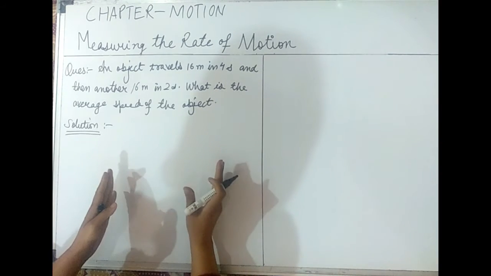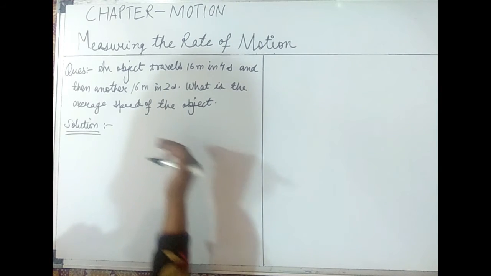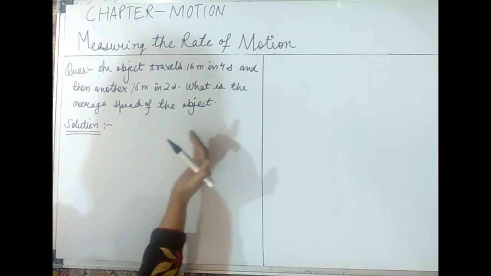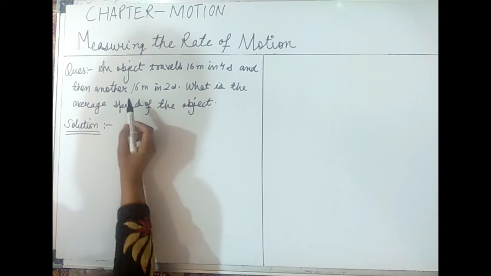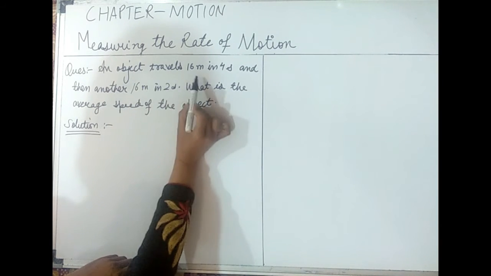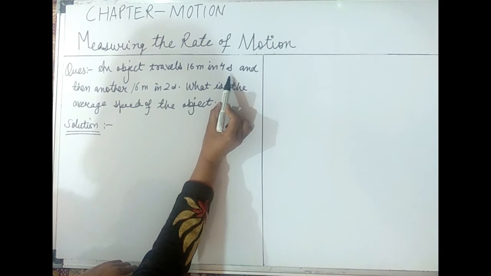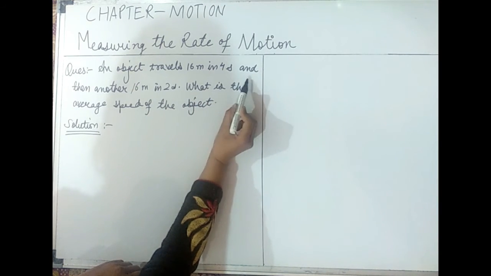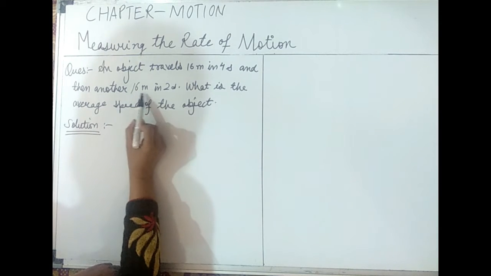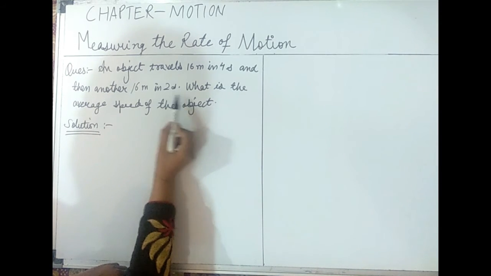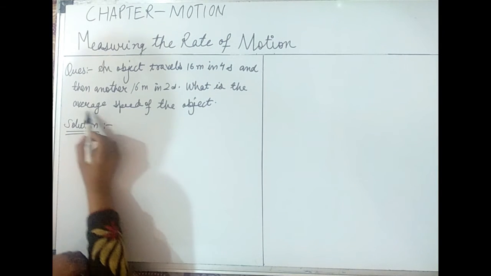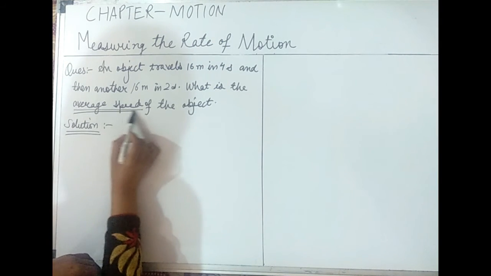Let's understand the concept of average speed with the help of a numerical. The concept of average speed will get clear with the help of this numerical. An object travels 16 meter in 4 seconds and then another 16 meter in 2 seconds. What is the average speed of the object? You have to calculate average speed.